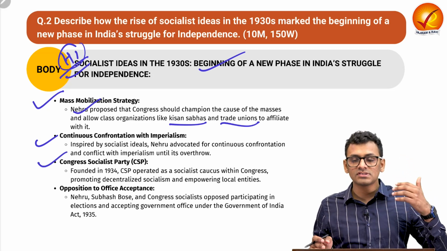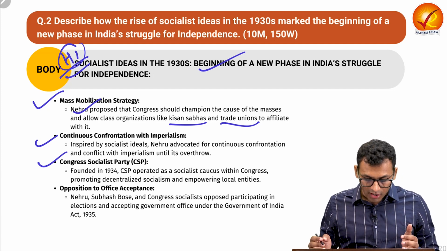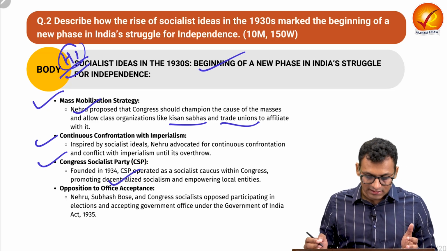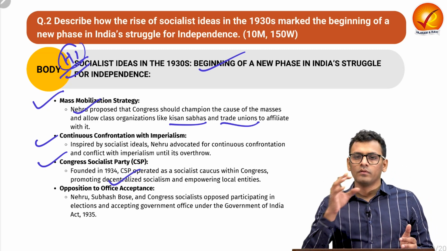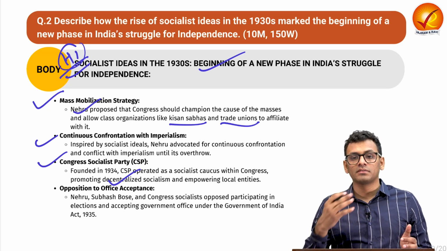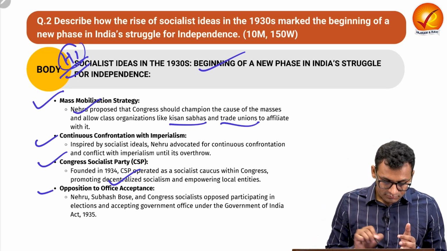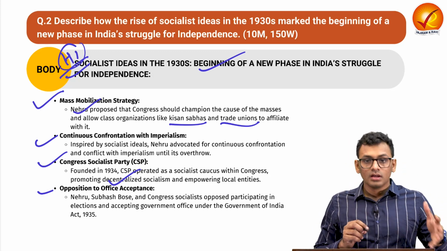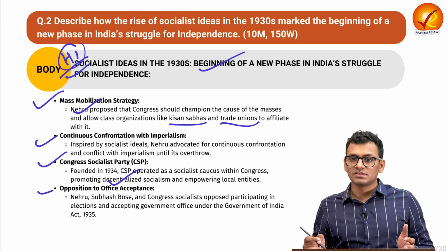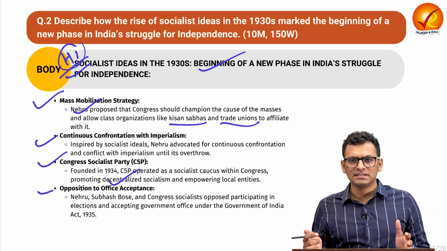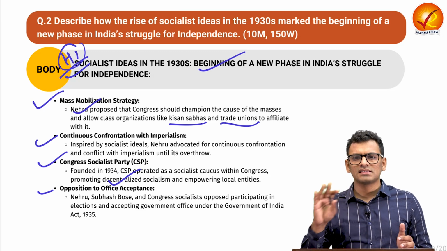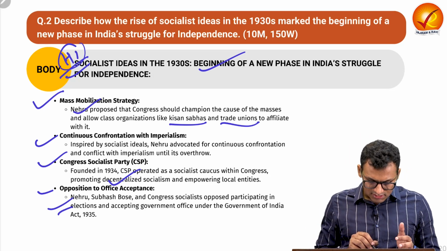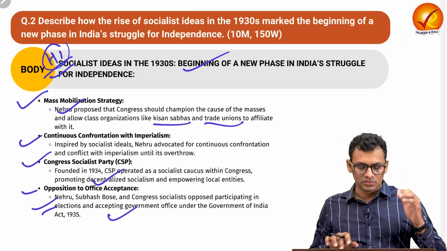The third is the establishment of the Congress Socialist Party, which was a part of the Indian National Congress and helped with decentralization and empowering local entities. Over here, we are looking at a certain kind of political empowerment through this kind of organization. We are also looking at how opposition to office acceptance was also in place through the rise of socialist ideas. We have seen how those leaders ensured that Indian masses get their rights, and thus we are looking at this kind of opposition also.